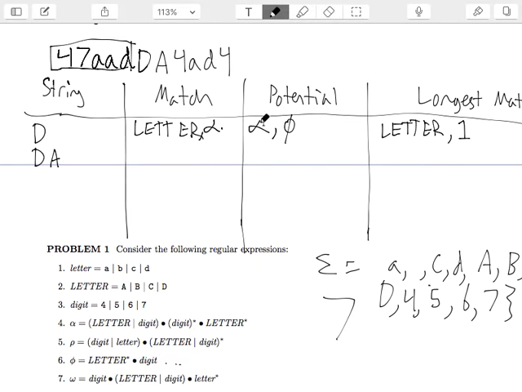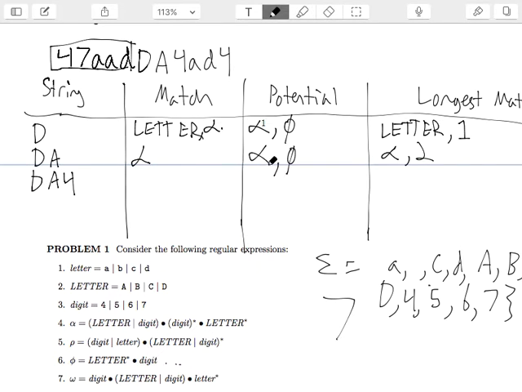So we only have to look at these two regular expressions. Alpha: does alpha match capital D, capital A? Letter, yes. Does it have the potential to match? Yes. This first letter matches the D, the digit has to go to zero, to epsilon, so zero more times. And then capital letter matches, but we could always add more capital letters at the end, so we have the potential to match too. Phi? It does not match, but it has the potential. Exactly. So what's the longest match so far? Alpha with 2.